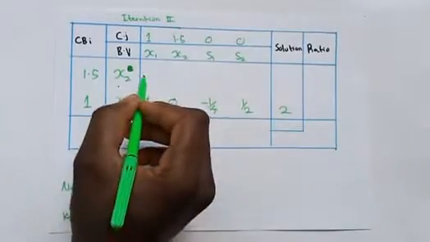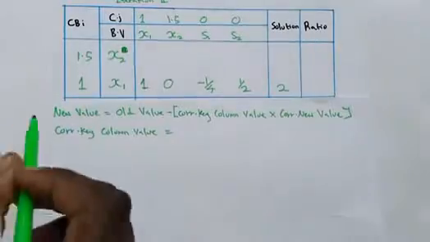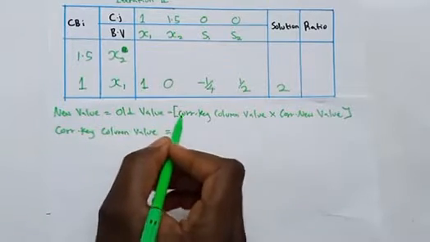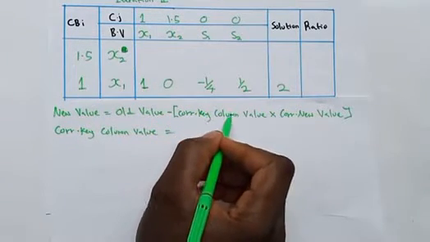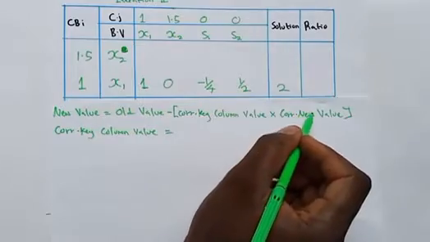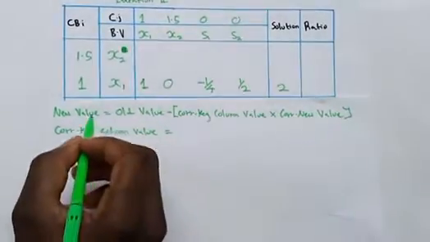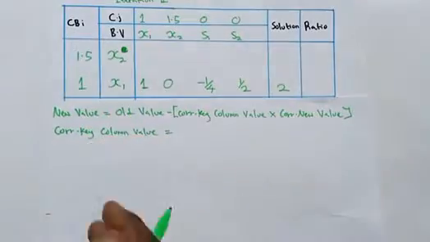Then, to get the new values for this row, we use this formula. New value is equal to old value minus corresponding key column value multiplied by corresponding new value. Let me explain this formula once again. New value is equal to old value.